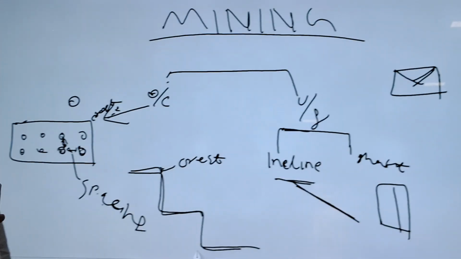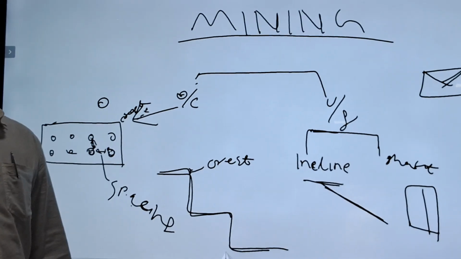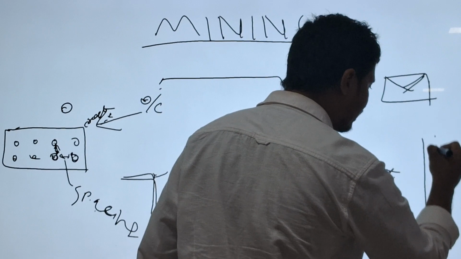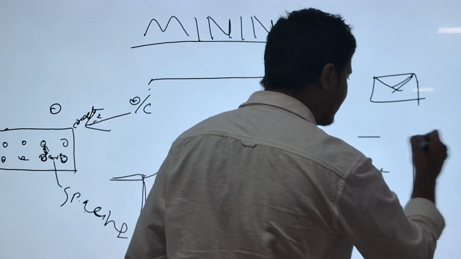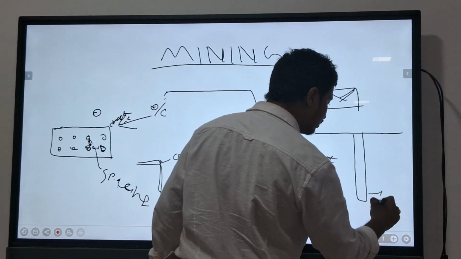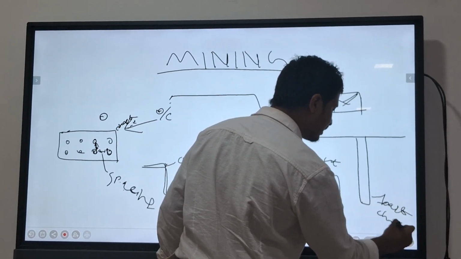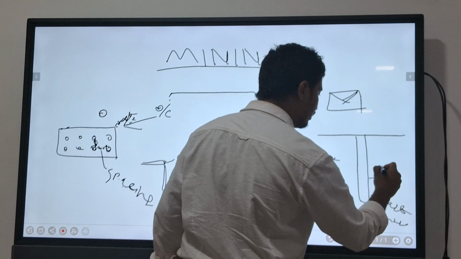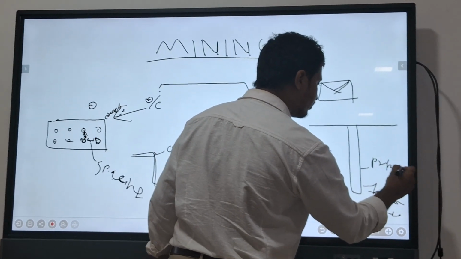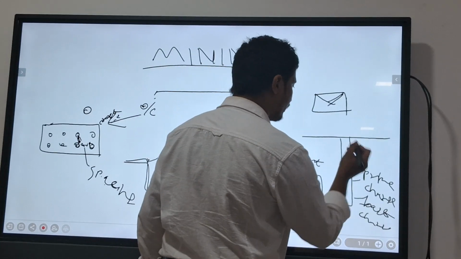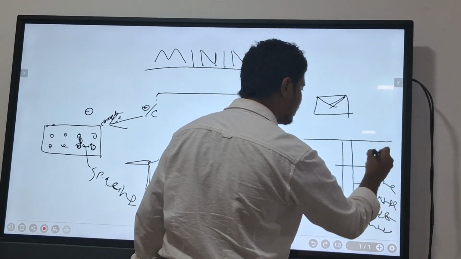And the next point is how to make blasting preparations. When we drill a hole in a mine, this is called the base charge, and this is the prime charge, and this area is stemming.